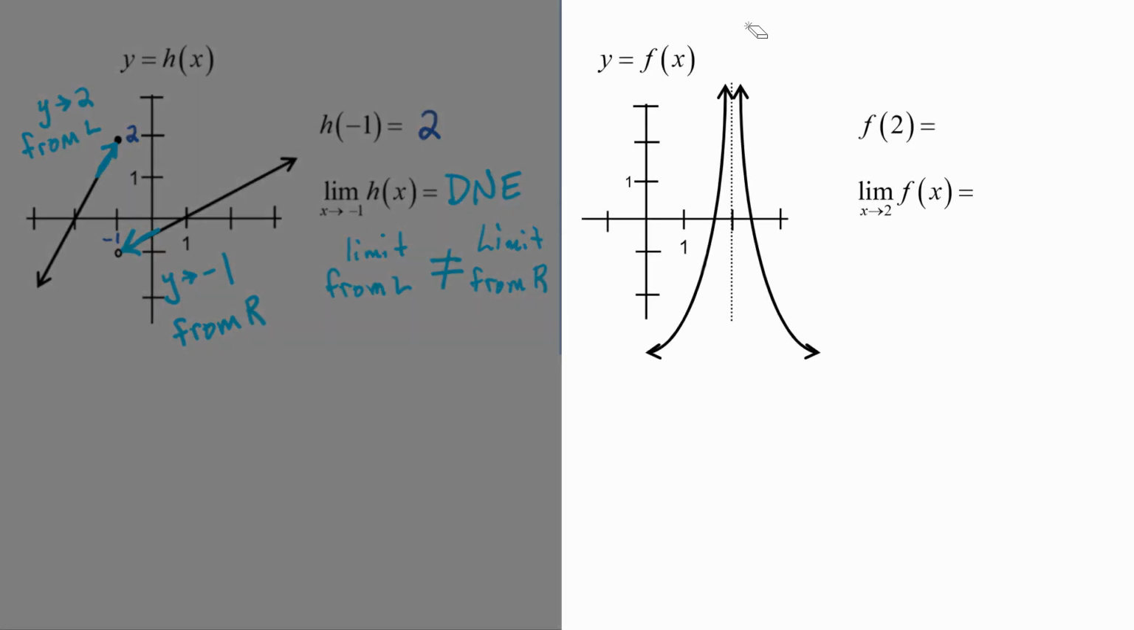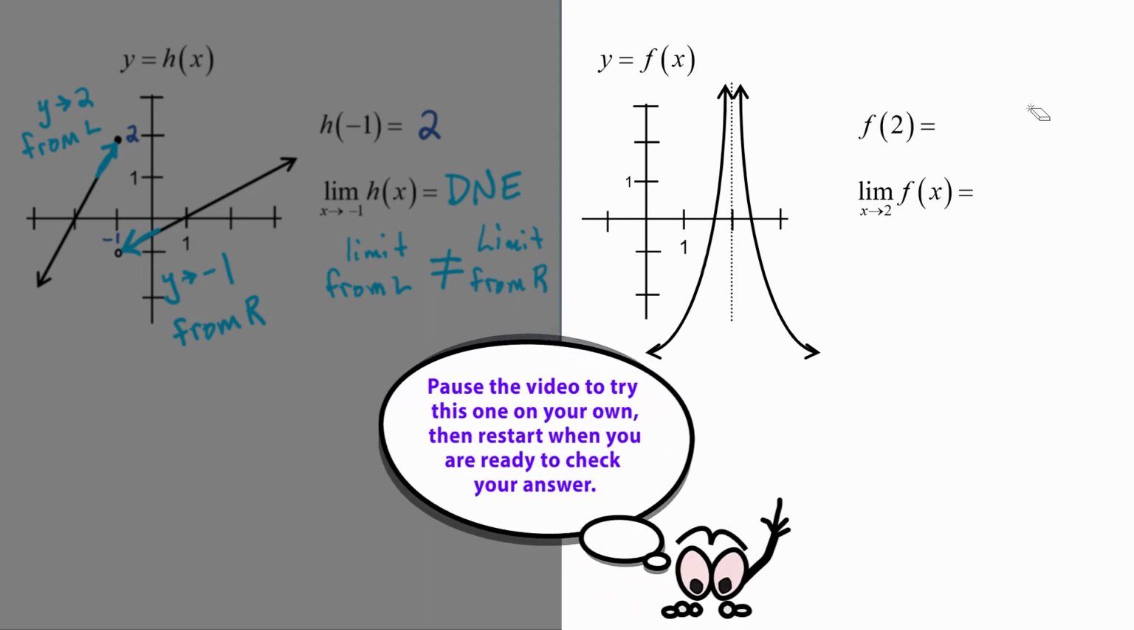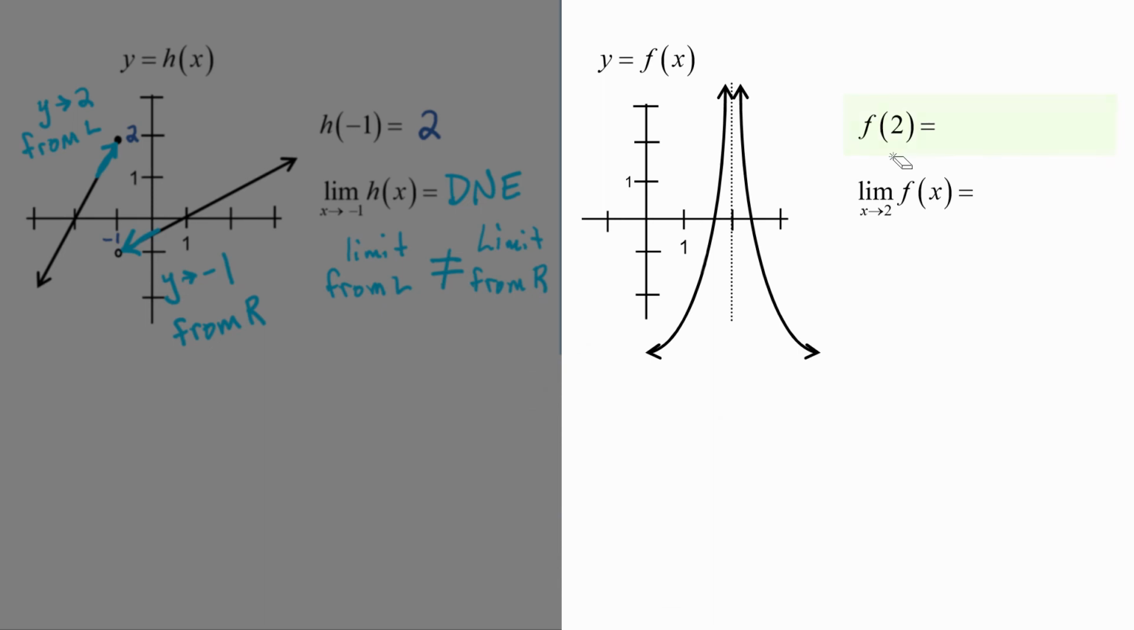Here, we're given the graph of y equals f of x. So pause the video to try answering these two and restart when you're ready. First, we have to find f of 2. Well, here's x equals 2. We see that we have a vertical asymptote there. So f of 2 does not exist, so you can either use the symbol for undefined or you can say does not exist. Both those answers are good.